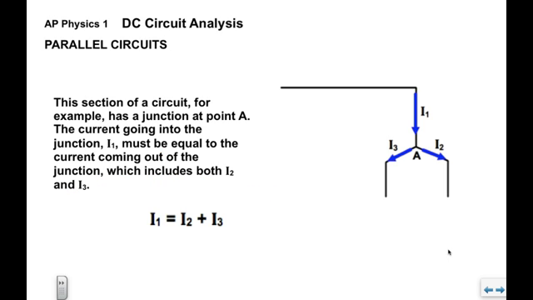We'll take a quick look at the junction rule again. There's a junction here in this piece of the circuit. There's a junction at point A here. The current going into the junction, I1, must be equal to the current coming out of the junction, which includes both I2 and I3. So we would see that I1 equals I2 plus I3 based on Kirchhoff's junction rule.